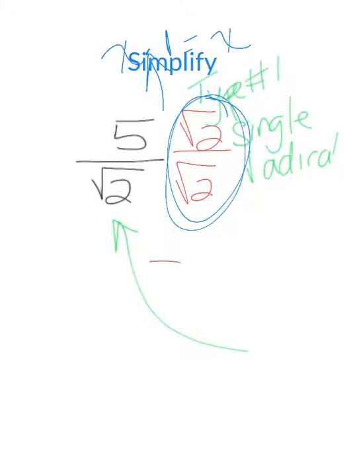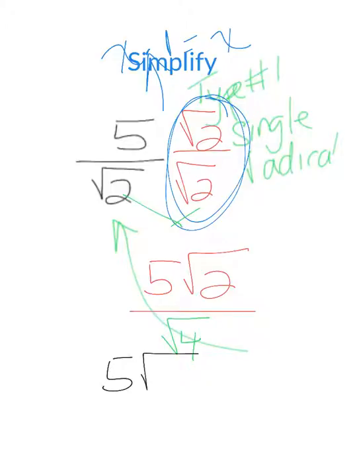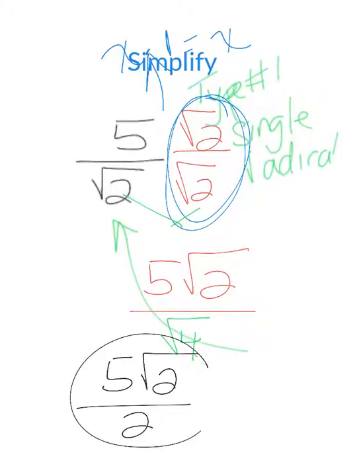So on top, 5 times the square root of 2. Now on the bottom, by definition, the square root of 2 times the square root of 2 is the square root of 4. In other words, it's just 2. So we get 5 root 2 over 2.